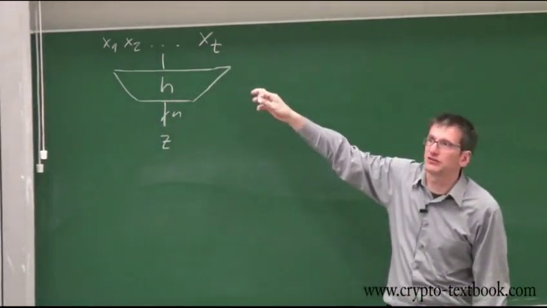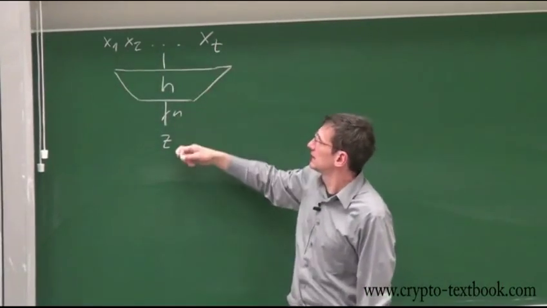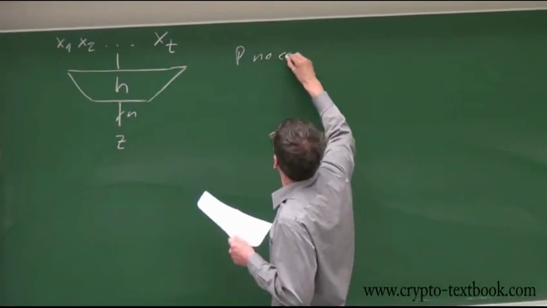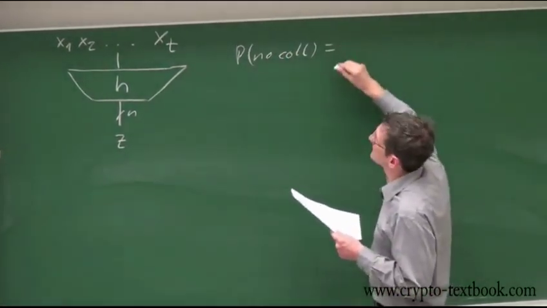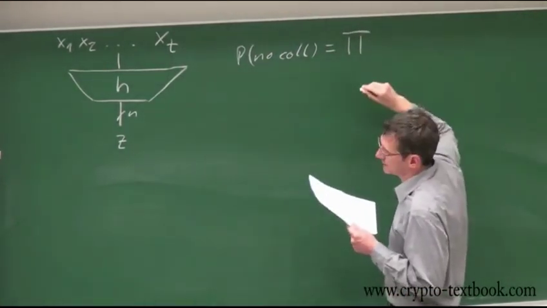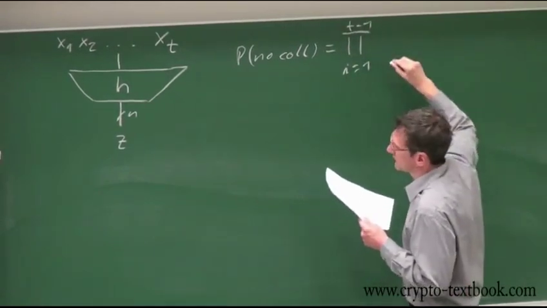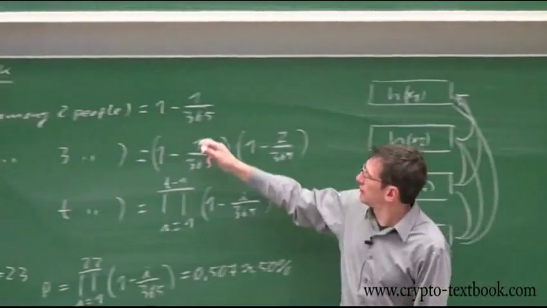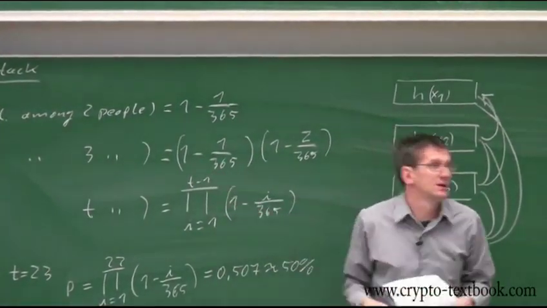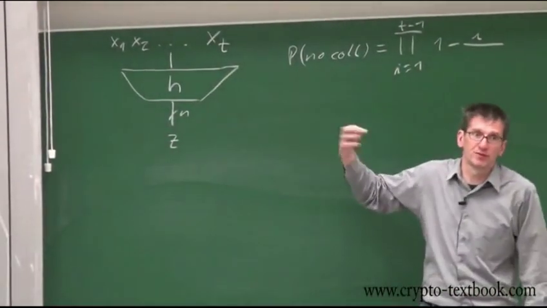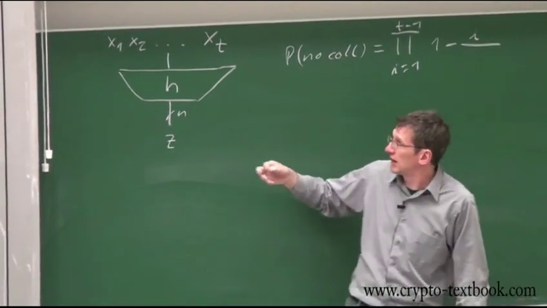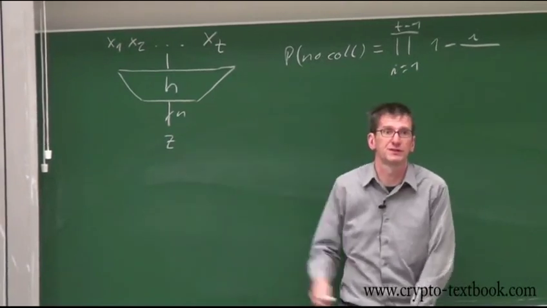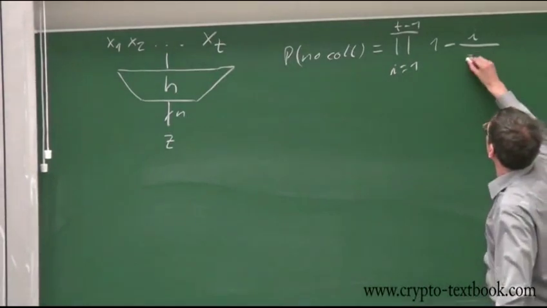So this is the situation with respect to hash functions, okay? We have x1, x2 up to xt, and we have one output here, okay? Again, what you start with: the probability of no collision with T input values is again this product symbol here. And before, 365 was the output space. What is the output space here? Before we had 365 possible outputs, all the birthdays of the year. How many output values do we have here? Does anyone know how big the Z space is here? How many possible Z messages do we have? Yeah, 2 to the n, exactly. Very good.